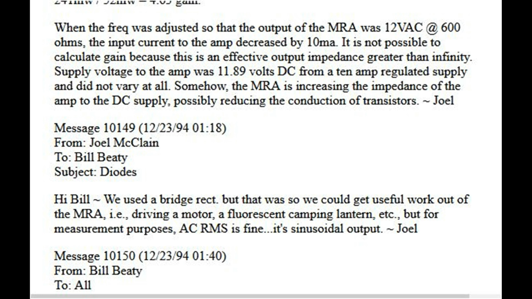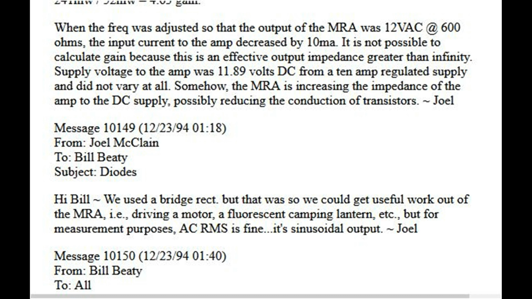Supply voltage to the amp was 11.89 volts direct current from a 10 amp regulated supply and did not vary at all. Somehow, the MRA is increasing the impedance of the amp to the direct current supply, possibly reducing the conduction of transistors. Joel.